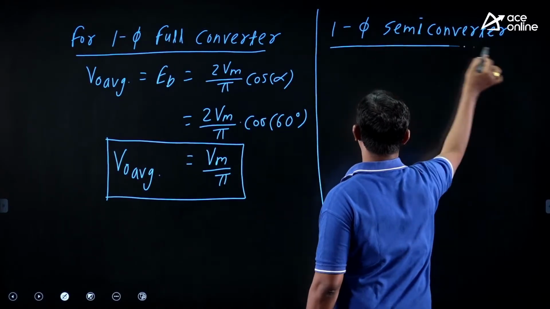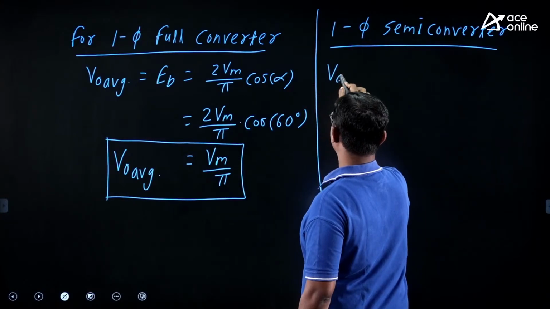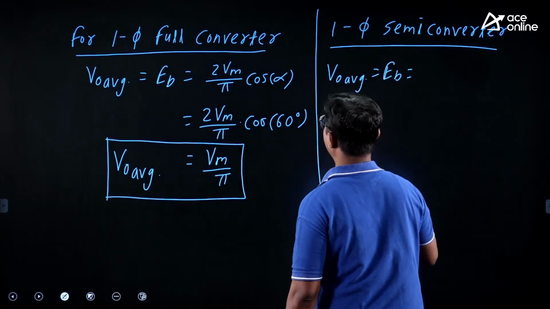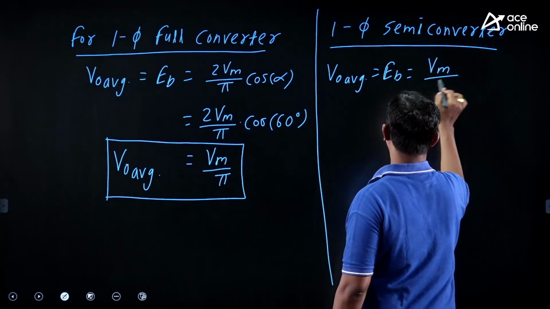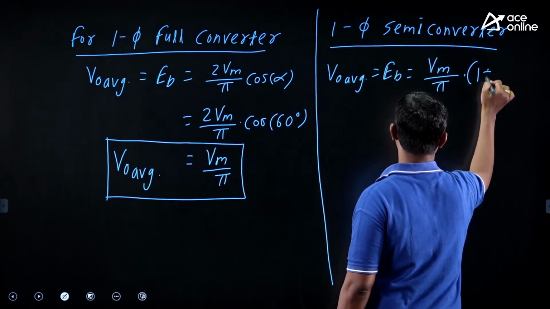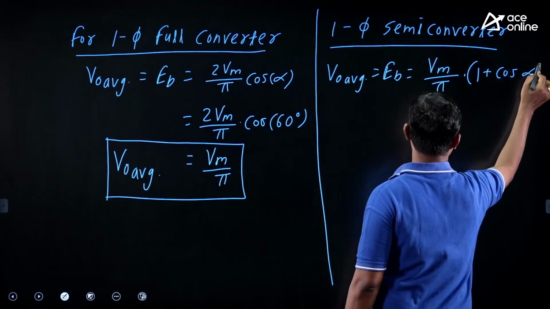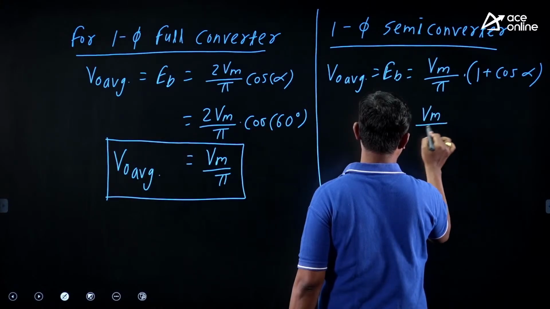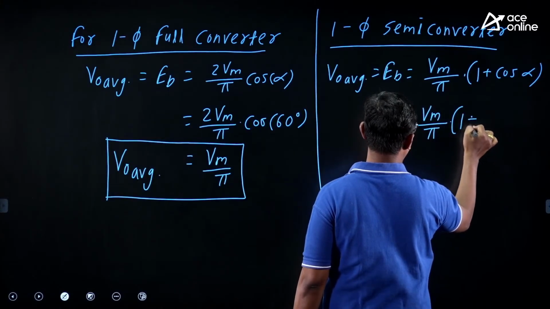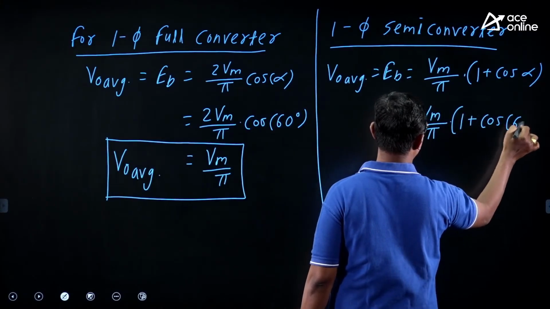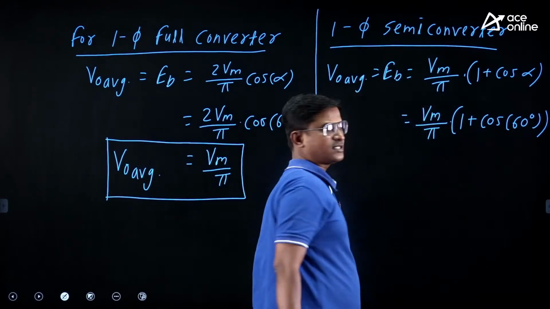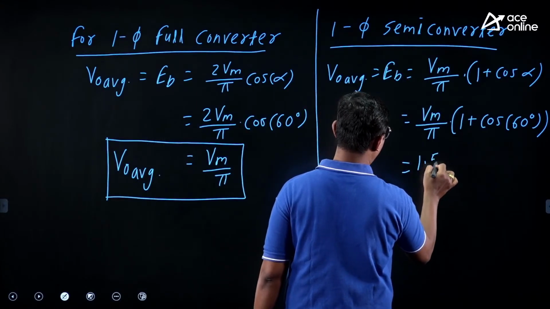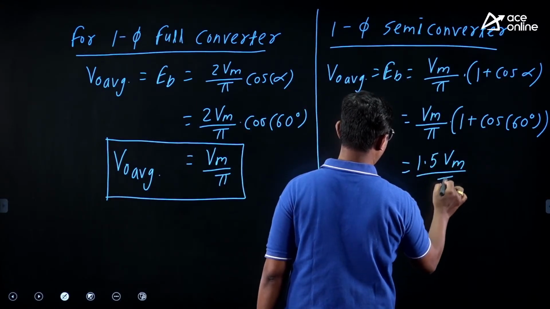Next, for the single phase semi converter, what is the output expression? V0 average, which is again equal to EB, is equal to Vm by pi into 1 plus cos alpha. So it is Vm by pi into 1 plus cos alpha, where alpha is 60 degrees. Cos 60 is 0.5. So it is equal to 1.5 into Vm by pi.